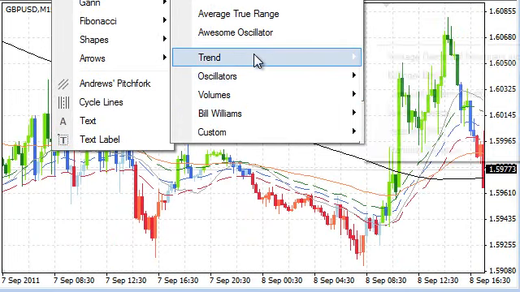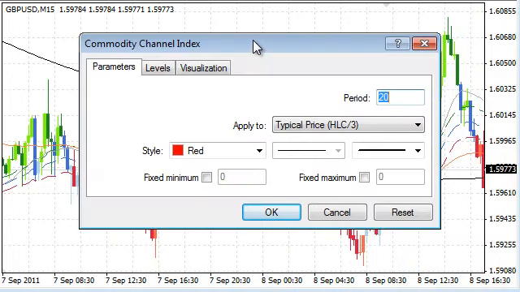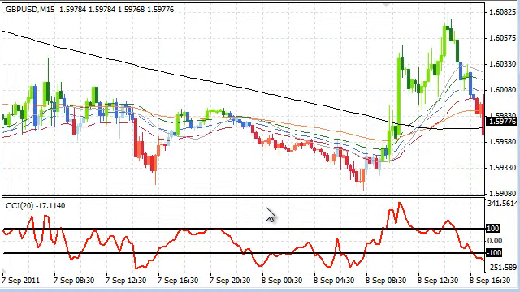commodity channel index. Not to be confused with the continuous commodity index, which is a futures contract. So I utilize this on a 20-period setting, which is based upon the lunar cycle. That's how I learned it 2 decades ago. I still use this very slow setting. That's the way I like to trade, using most of my indicators, slow settings.